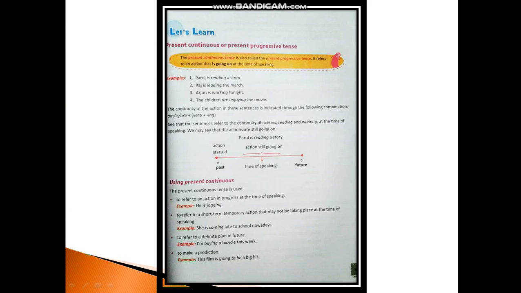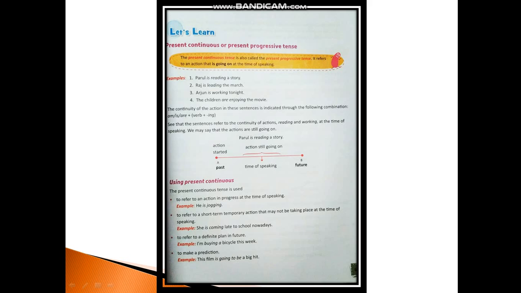Next is present continuous or present progressive tense. So present continuous tense, what is it? It refers to an action that is going on at the time of speaking. Okay, so as we are speaking or as the speaker is speaking, the action is going on. Like for example, Parul is reading a story, Raj is leading the march, Arjun is working tonight, the children are enjoying the movie.